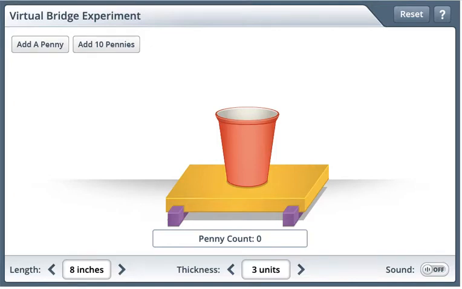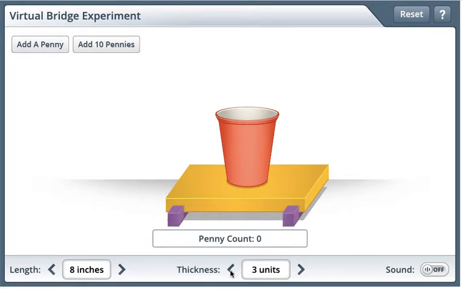You're going to see that you can change some things, including the length of the bridge and the thickness. Basically, what we're looking to do is see how many pennies it takes to break this paper bridge as I add pennies into this cup. We're all going to have a length of 8 inches.